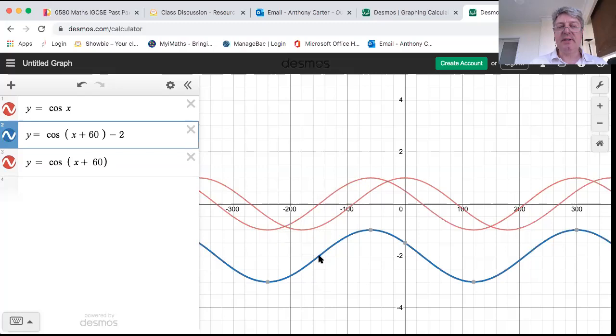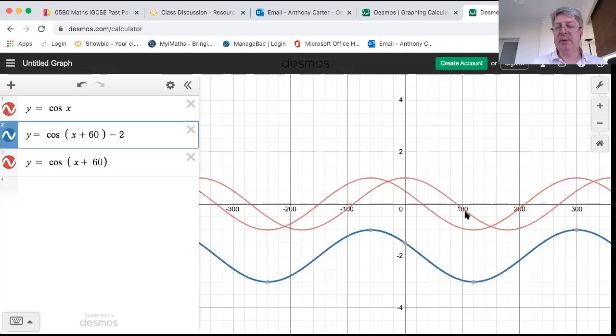So you can see that to transform this function to this, you're doing it in 2 stages. You're doing a translation in the x direction first, 60 degrees to the left. And then when you add on the minus 2 at the end, it brings the graph down 2 places. So if we just summarize from this point here, it goes across 60 degrees to this point here, then it moves down 2 places.